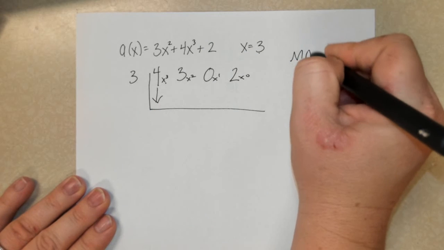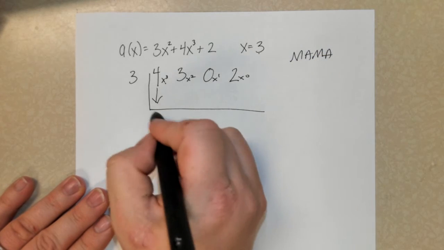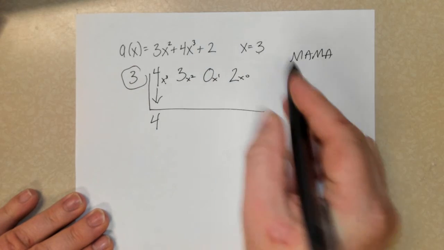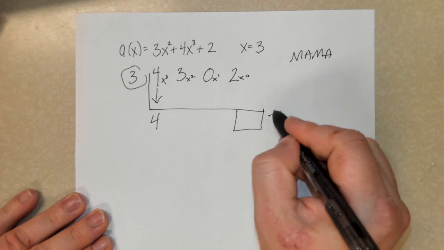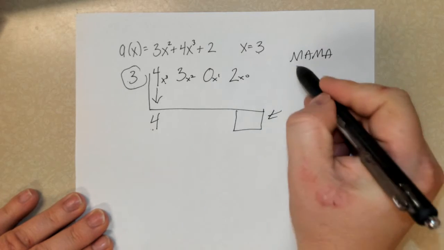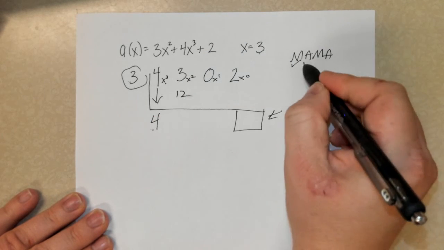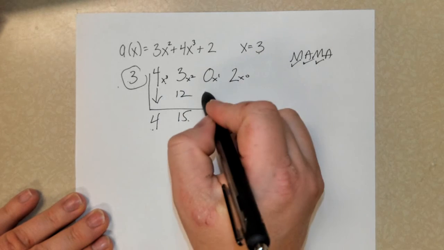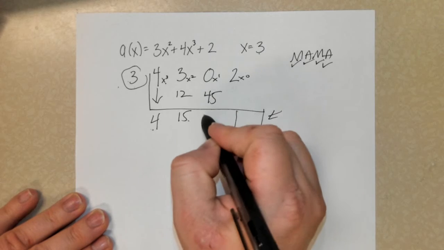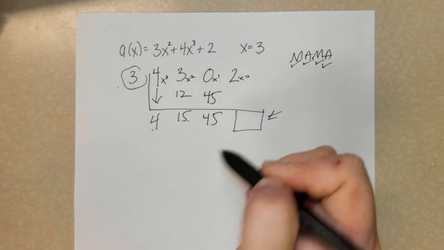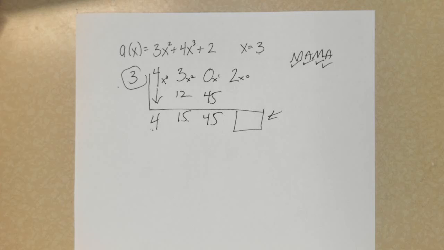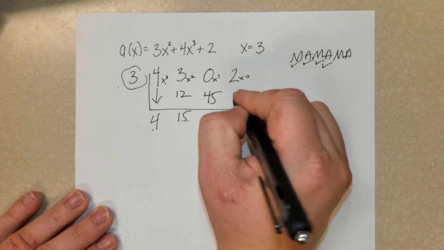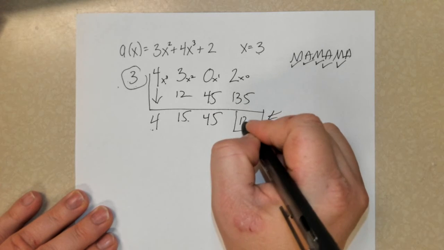Remember, Mama method, difficult for a lot of students to initially grasp. You bring down the first number and then you follow. M stands for multiplying. This is our magic number. This is my final answer that I want to achieve. So 3 times 4 is 12. Now add straight down to get 15. Go back to multiplying. 3 times 15 is 45. Add straight down to achieve 45. 45 times 3 is 135. Add straight down, come up with 137.